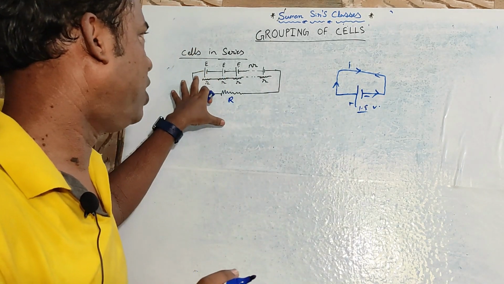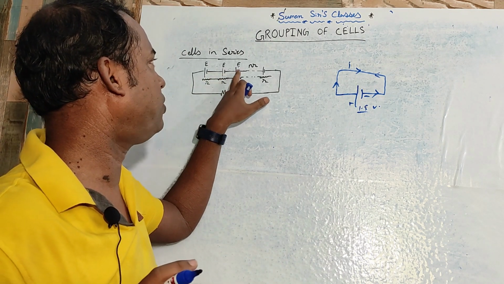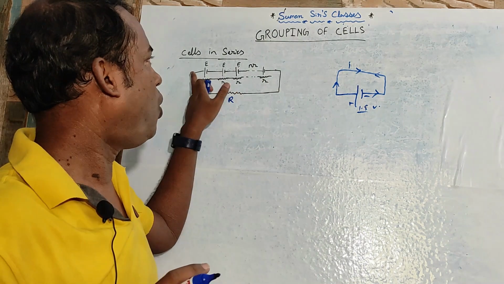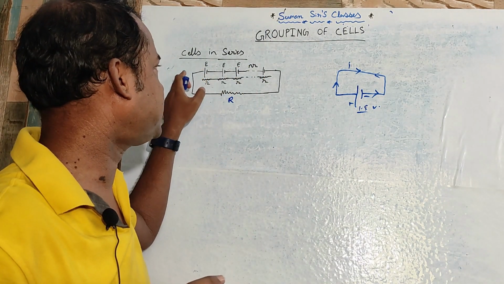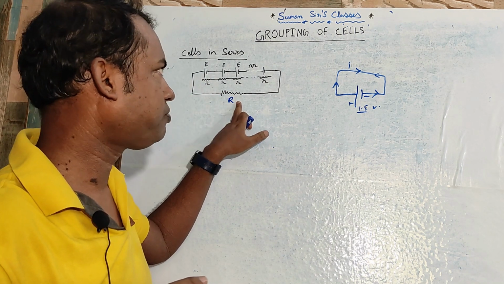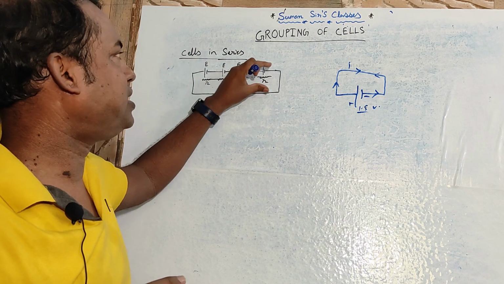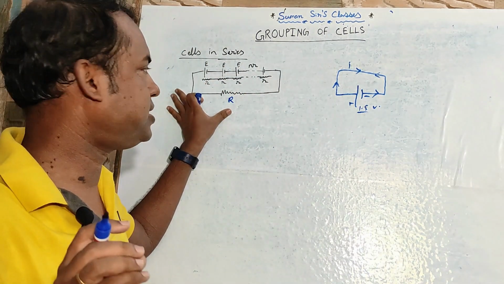Just check it out here: the number of cells connected, this is the first one, second one, third one, and n number of cells. All these cells are connected in series, and they are connected with the external resistance R. This is the complete circuit diagram for the group of cells connected in series.